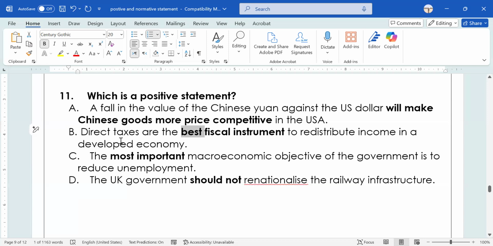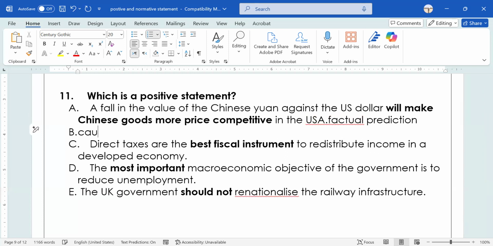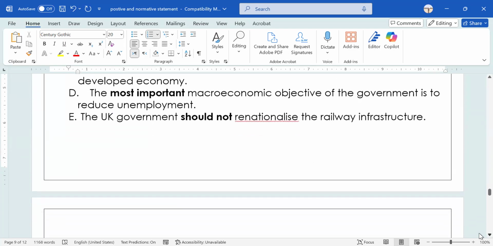It is a positive statement because it is a prediction. This one is what you call, let me type, a factual prediction. It's a factual prediction based on economic theory. It also describes cause and effect. What will happen if there's a fall in the value of the Chinese yuan? There will be more competitive prices. So there is cause and effect. The answer for number 11 is letter A.